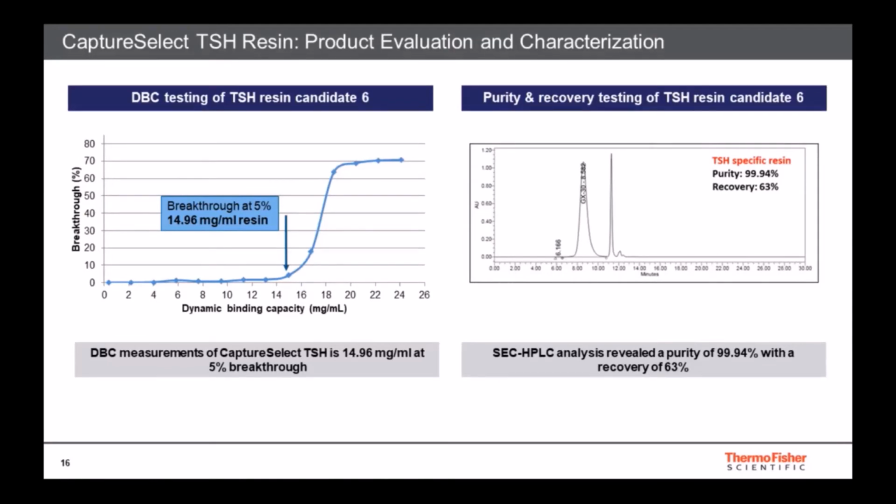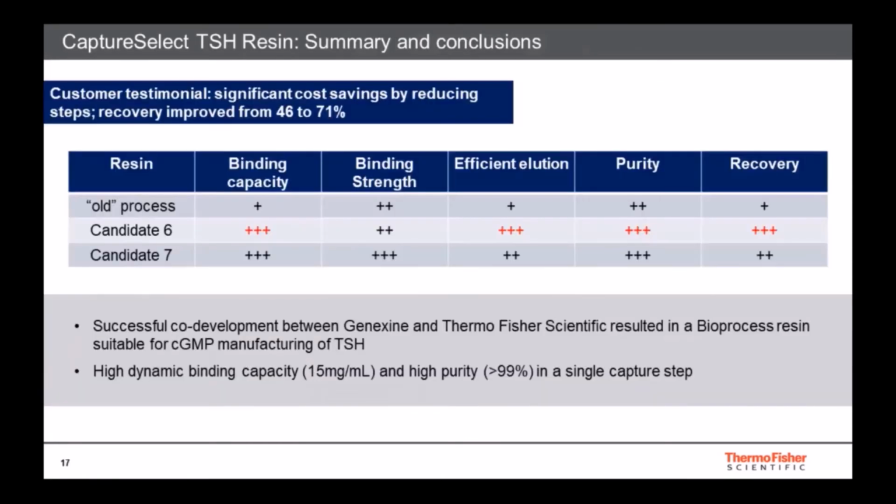And what we were able to achieve was 15 mg per mL capacity for that resin. And when they were evaluating this by SEC, they actually achieved, in certain circumstances, 99.94% pure product in a single step. And so you can see it's a very powerful tool, and it can really streamline your process. And at the end, what they found is when they implemented this in their scaled-up process, they were able to improve their recovery from 46% to 71%. So they had over 50% yield improvement in their total process when they implemented this resin.